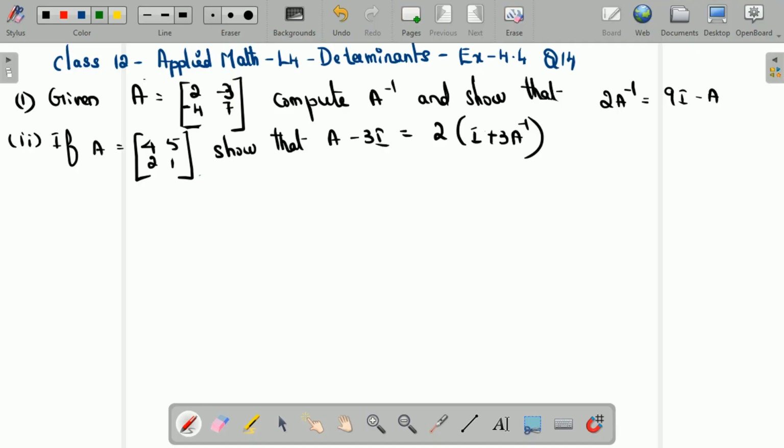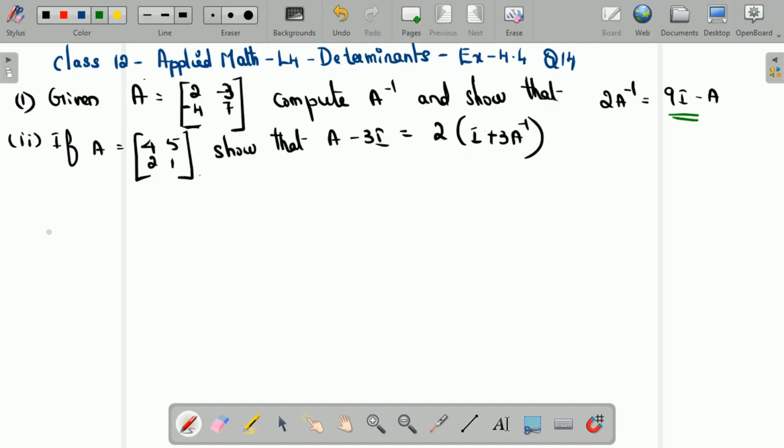In this video, let's find a solution for the 14th question in exercise 4.4. Let's look at the first subdivision. Given A is this matrix, compute A inverse and show that 2A inverse is equal to 9I minus A.